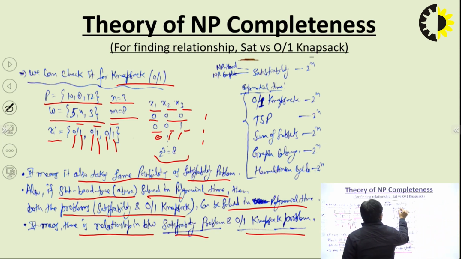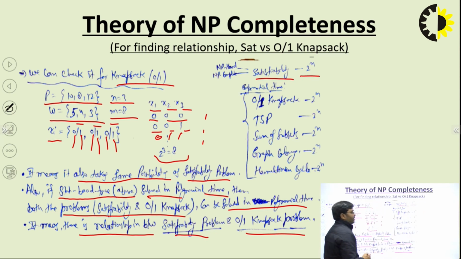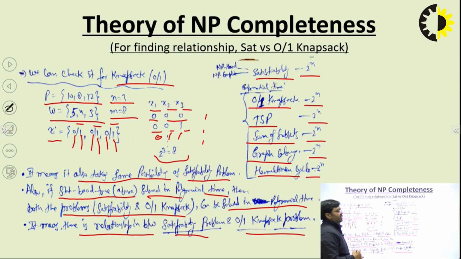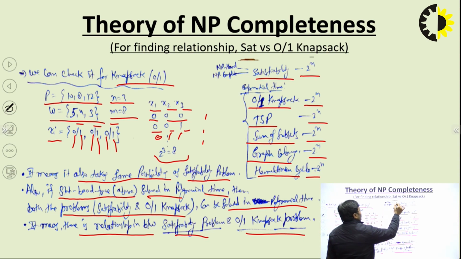For example, satisfiability is taking 2 raised to power n complexity, 0, 1 knapsack is also taking 2 raised to power n complexity, TSP is also taking 2 raised to power n complexity, sum of subsets also taking 2 raised to power n complexity, graph coloring, Hamiltonian cycle also taking 2 raised to power n complexity. Means all these problems have the same type of possibilities, same type of complexities. But satisfiability is NP hard and it is also NP complete.